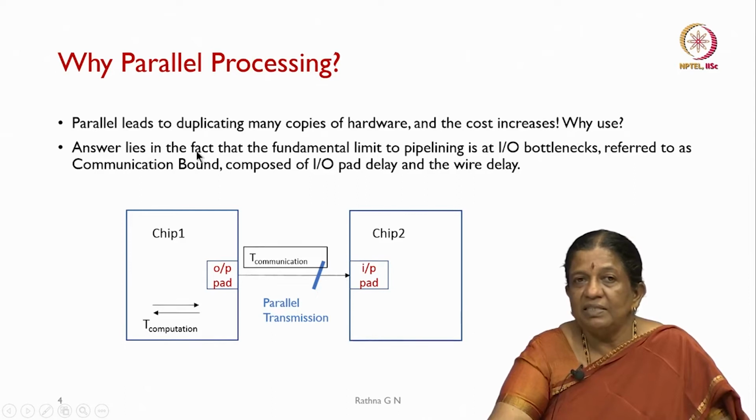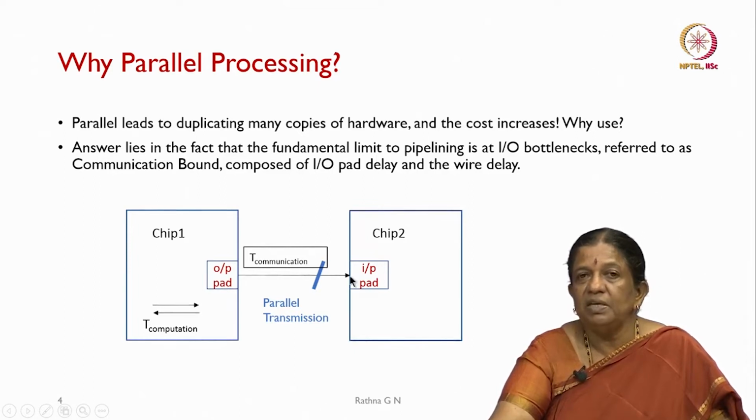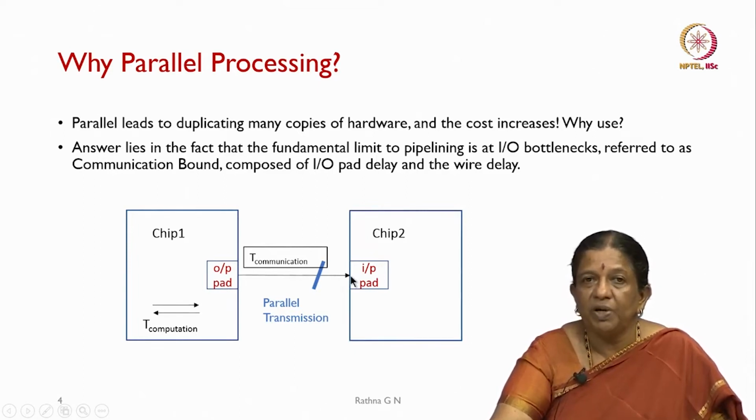The answer lies in the fact that the fundamental limit to pipelining is I/O bottlenecks. That is referred to as the communication bound, composed of I/O pad delay and wire delay. In this case, chip 1 and chip 2 are there, and between the two chips is the communication delay that we are going to have.